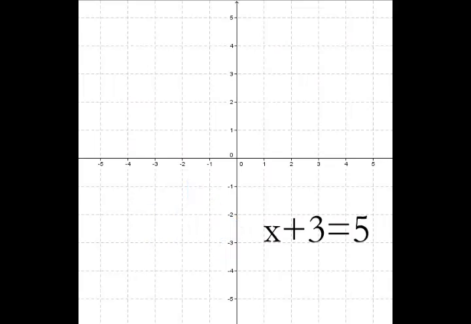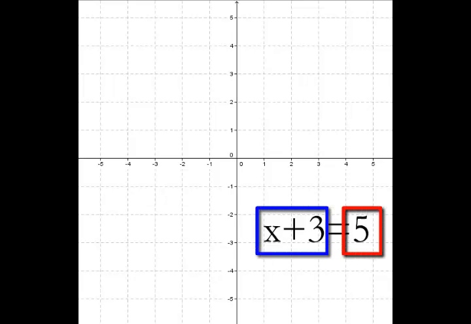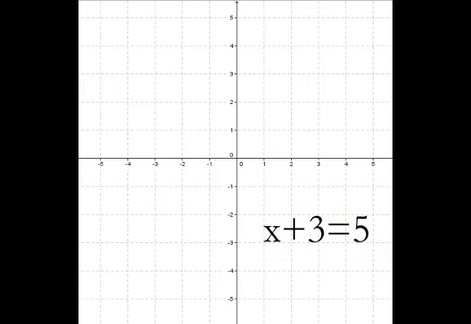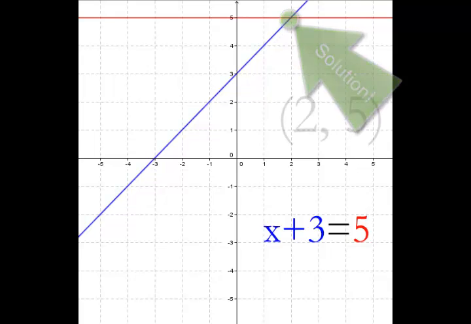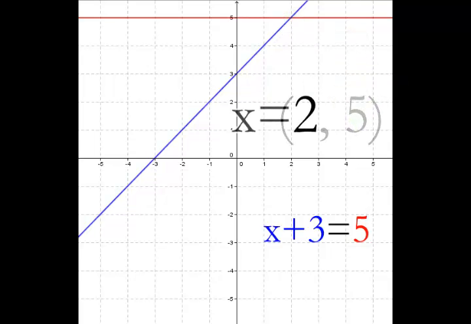But here's what you can do. Take each side of the equal sign. On the left side, we have x plus 3. On the right side, we have 5. And graph each one of those. Meaning, make the line of x plus 3. Make the line of 5. And wherever these 2 lines come together, their intersection, that's your answer. If you'll see here, x equals 2. We don't really care about the y, because again, there is no y here.